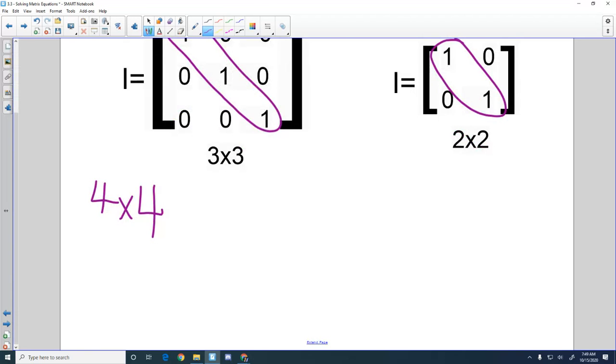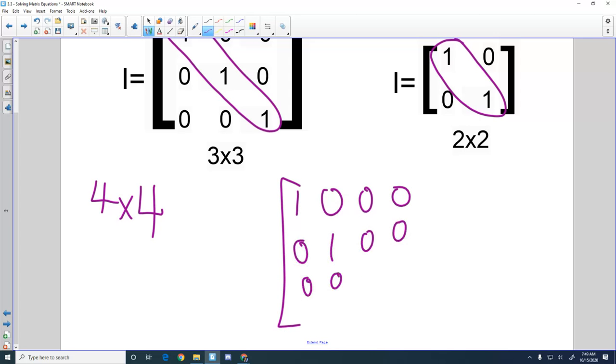I saw most of you had this, which was awesome. So basically 1, 0, 0, 0, 0, 1, 0, 0, 0, 0, 1, 0, and then 0, 0, 0, 1. So this would be the 4x4 identity matrix. There's a single diagonal of 1s, and it must go from the upper left to the lower right. Then everything else is a 0. All right, now let's make a 25 by 25 identity matrix. Ready? No. You get the idea, right?